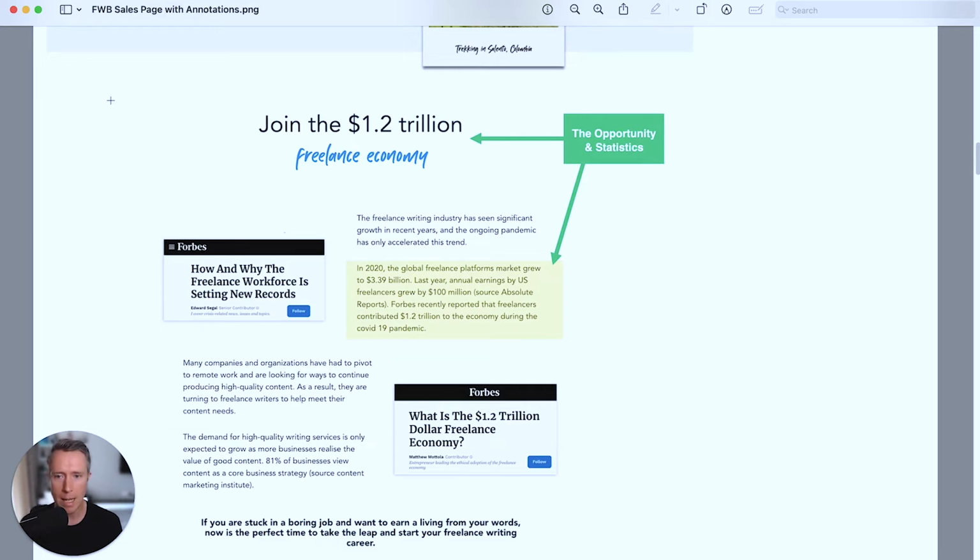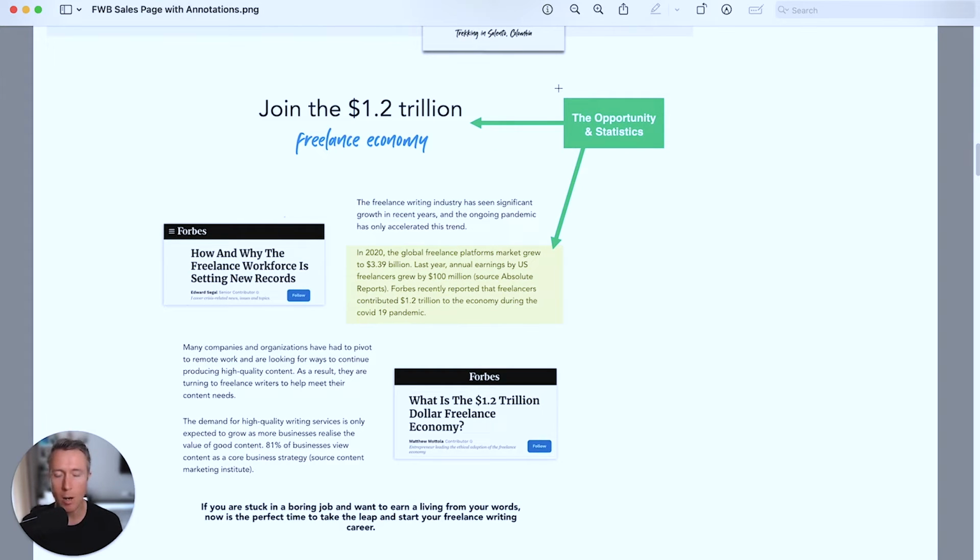Then I further back up the opportunity. And that's something I often like to do in sales pages. I talk about the opportunity. And this adds further credibility, because I'm not just saying, hey, you can make money as a freelance writer. I'm saying this is actually a $1 trillion industry, freelancing as a whole. And freelance writing in itself is also a multi-billion-dollar industry.